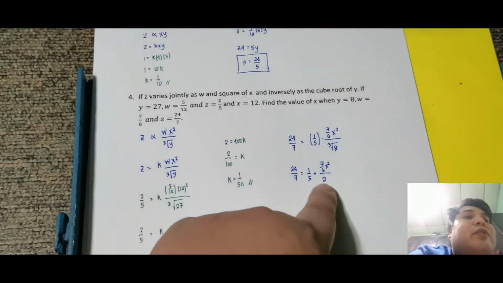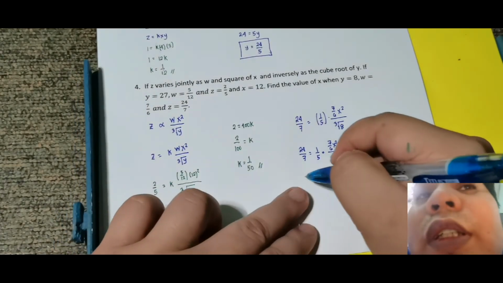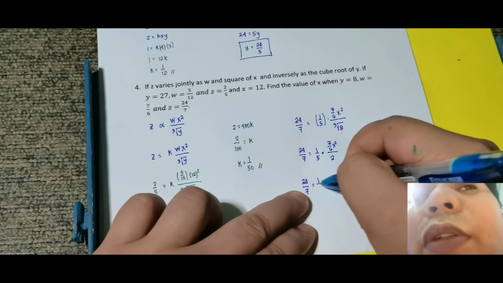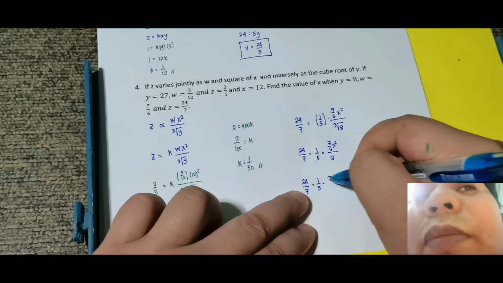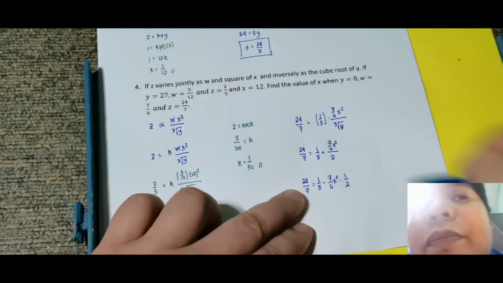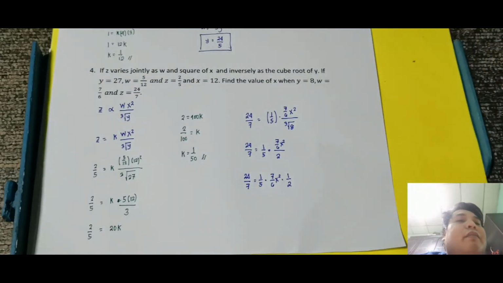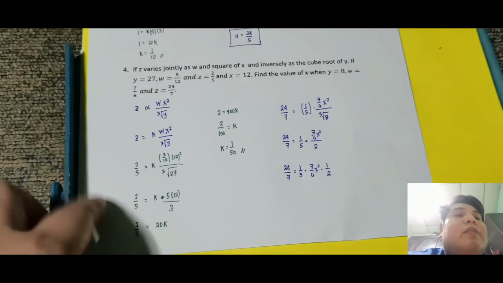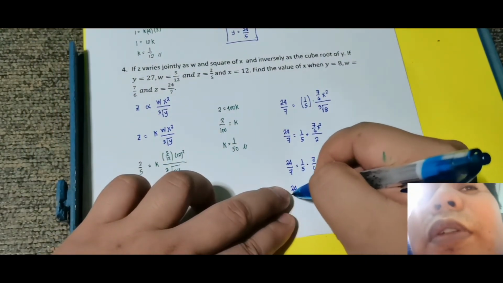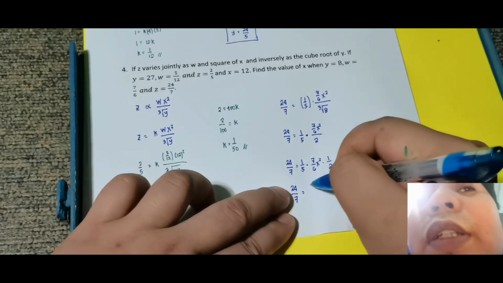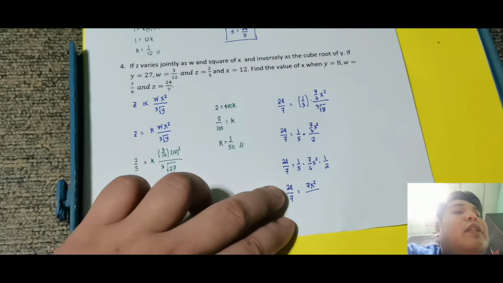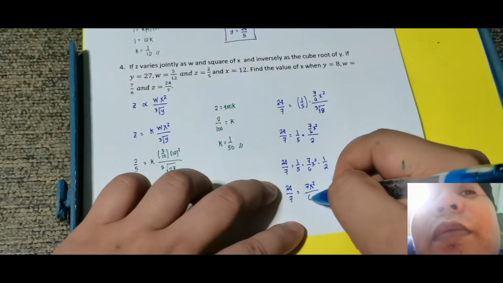Okay, then simplify natin further itong part na to. This is 24 over 7 is equal to 1 over 5 multiplied by 7 over 6 x squared multiplied by 1 half. Kasi yung 2 nag-reciprocate. Okay, then simplify natin lahat yan, multiply. So, that is 24 over 7 is equal to 7x squared over 5 times 6 is 30 times 2, that is 60.